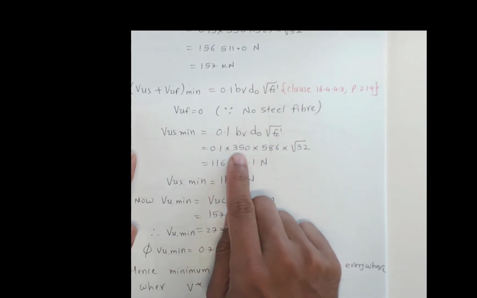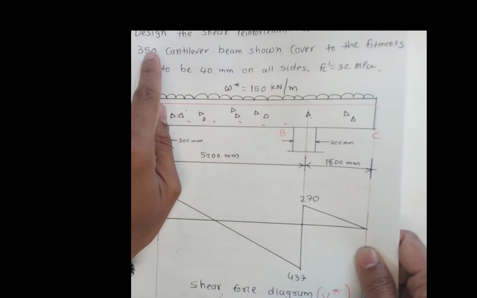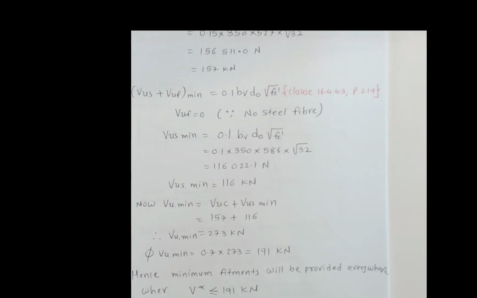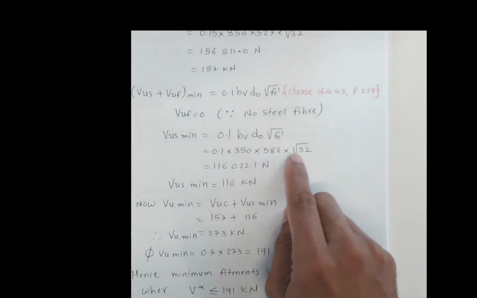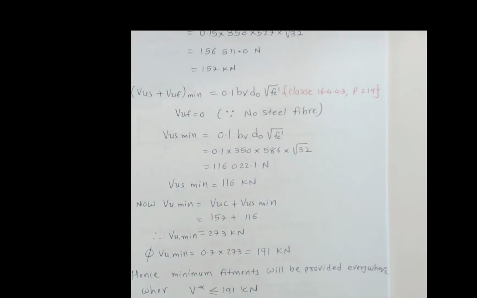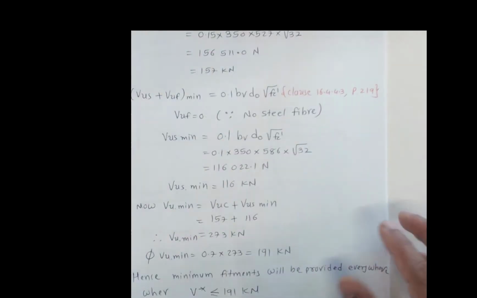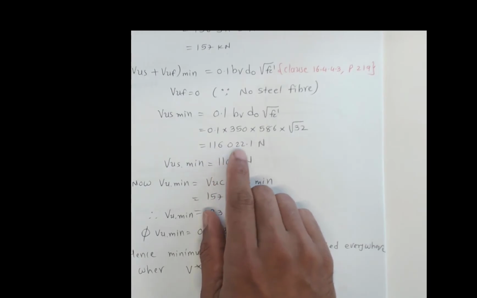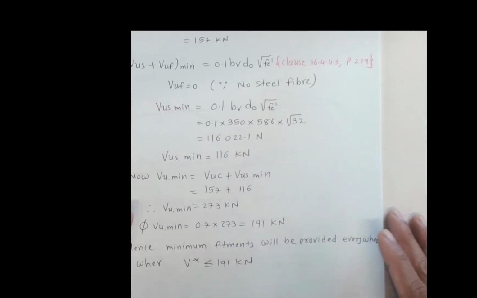Now 0.1 BV is 350. I think it's given in the question that the width of the beam is 350 millimeters. That is given here. D0, we calculated the D0 value as 586 millimeters. So that is D0 times square root 32. The characteristic strength of the concrete is given as 32 megapascals. Now with simplification, the calculation gives 116022.1 Newton. If you divide by thousand, it gives 116 kilonewton.